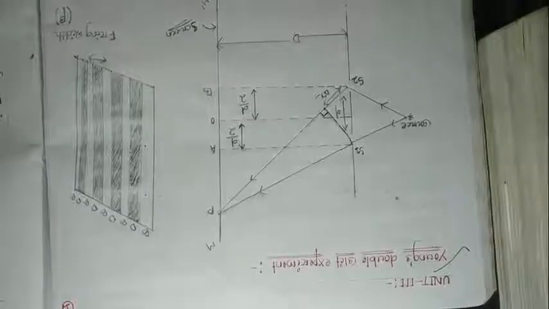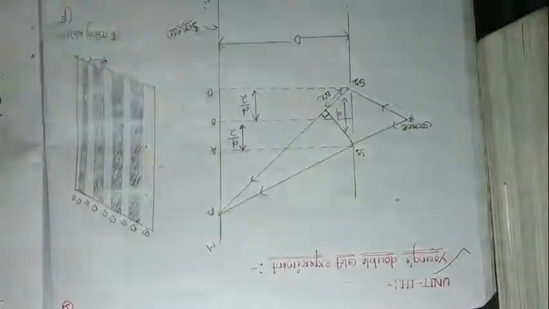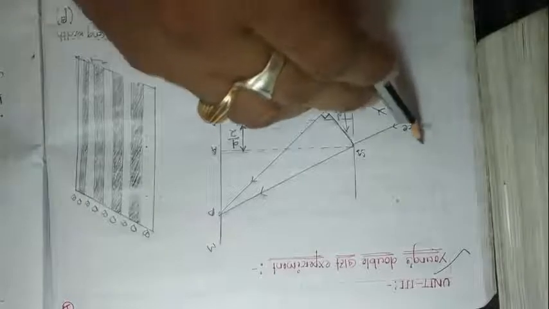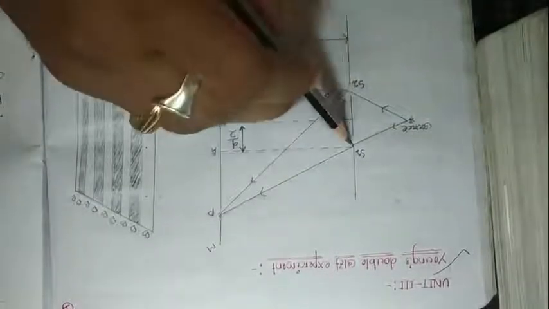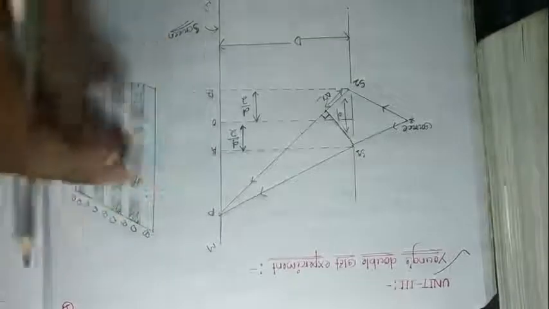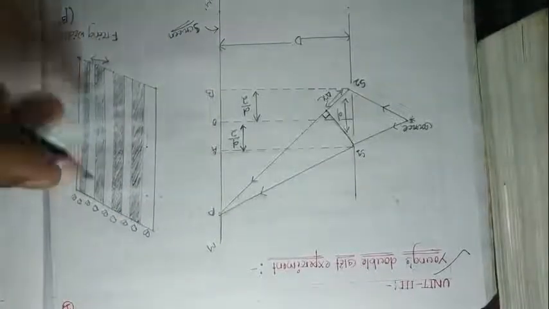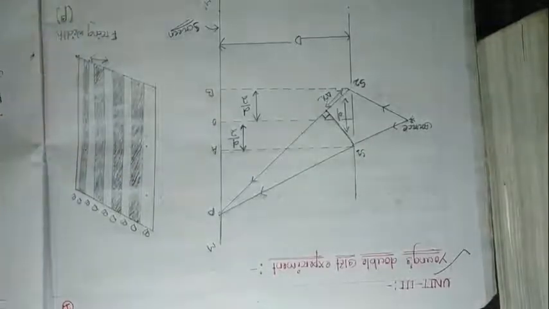So this is the basic arrangement of the experimental instrument. Two slits will be there, and one monochromatic source. When the light travels through the slits, it will fall upon the screen. On this screen we can find this type of geometrical pattern, with bright and dark fringes.